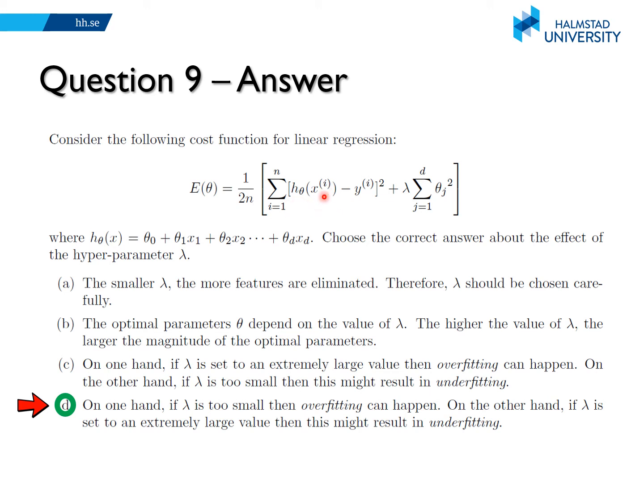For example, if we have a lot of features and few data points, then overfitting can happen. On the other hand, if lambda is set to an extremely large value, then underfitting can happen. So here, if lambda is extremely large, then the only way to minimize this cost function is to choose parameters theta j which are very small. And as lambda goes to infinity, those parameter values that you will find will be closer to 0. So you will get a poor performance model.